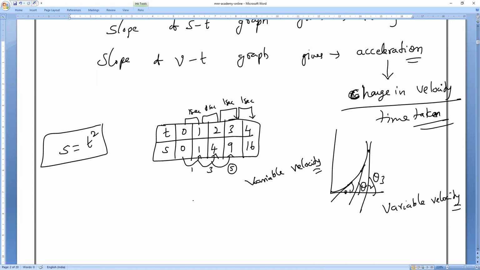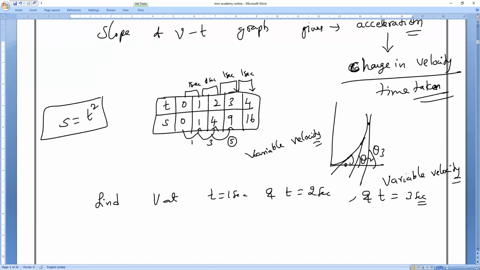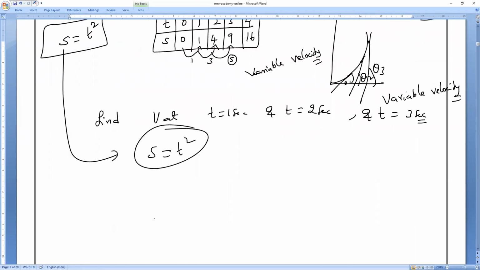So let us find V. All of you observe very carefully: find V at t equals 1 second, t equals 2 seconds, and in the same way t equals 3 seconds. So this is what you have to find, V instant: the instantaneous velocity at 1 second, 2 seconds, and 3 seconds. Let us start. What is the given equation? S equals t square. Clear, everybody? So what is V instant? What is the formula we have written? V instant is equal to, just now we have told.